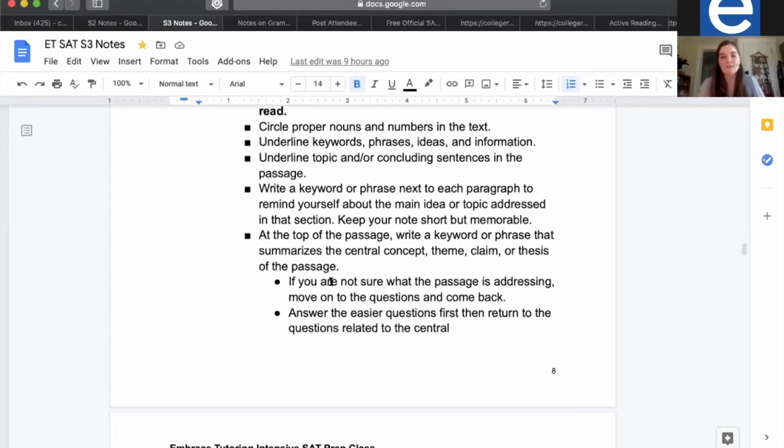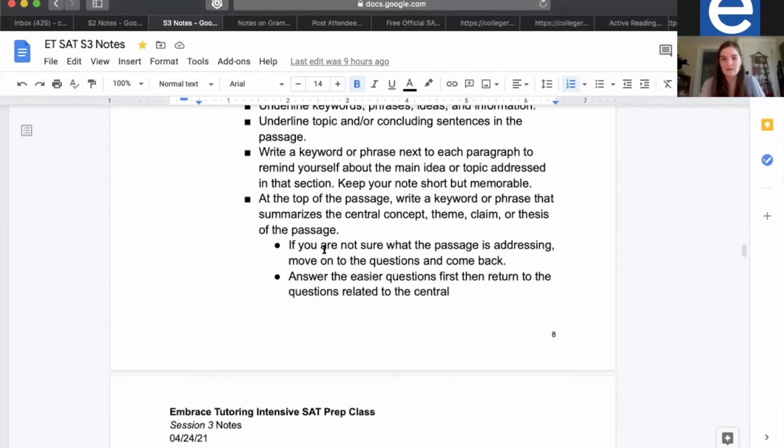Underline key words, phrases, ideas, and information from the text as you read. Things that you think are important, things that you think might be asked of you in a question, or that you need to understand in order to understand the passage, okay? Like the main idea or things like that.